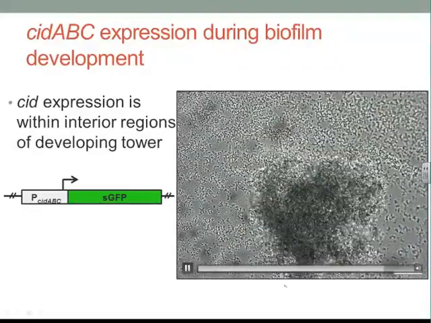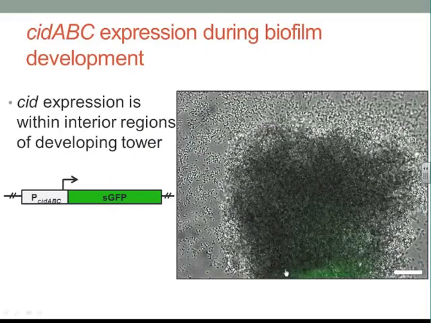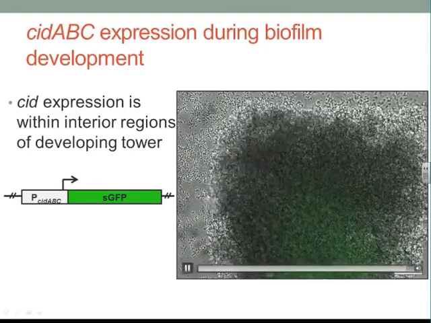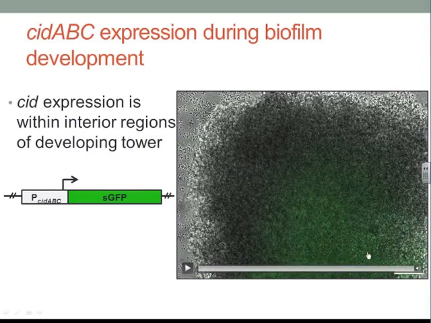In a little bit here, you actually see the delayed expression of sid inside the towers. What this suggests to us, and it also supports our hypothesis, is that inside of these tower formations it's actually hypoxic, and there are lower oxygen concentrations going on inside these towers.